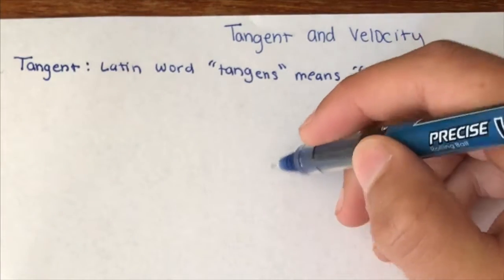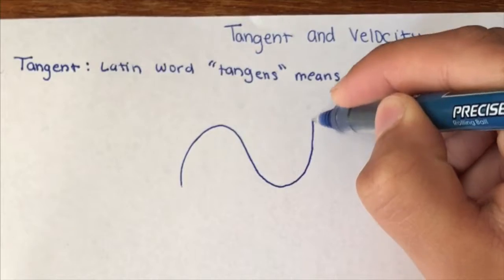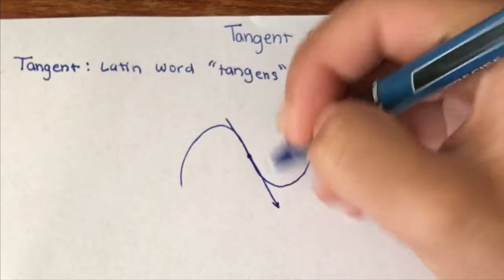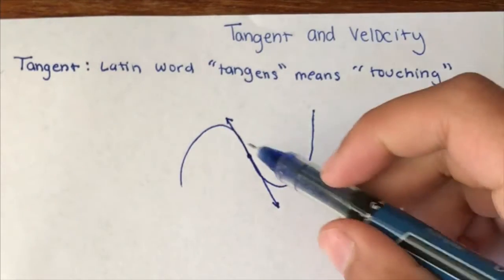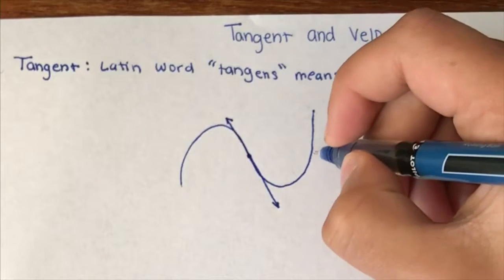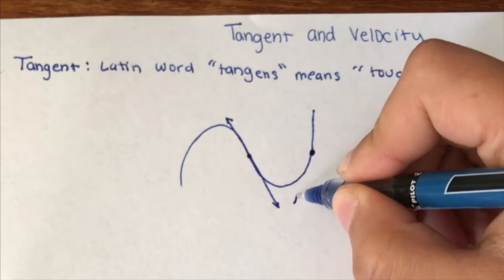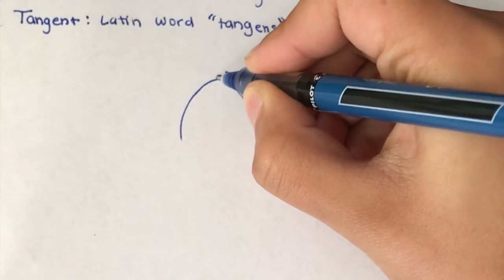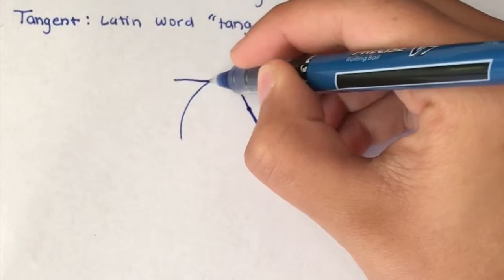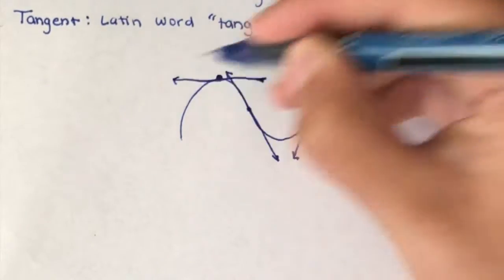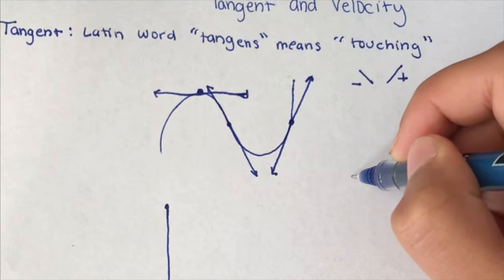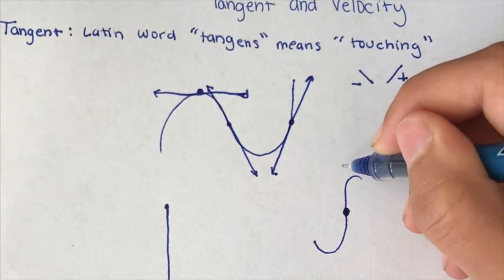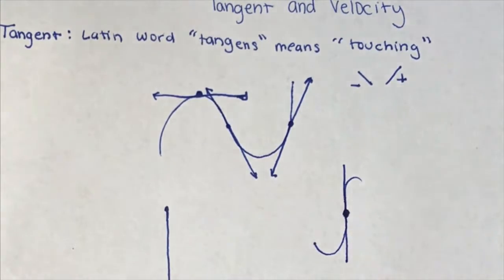So for example, if we have a curve like this, the tangent line at this point would be something like this, and it would be negative. And the slope of the original curve was also negative. And if you have a tangent at this point, it would be positive. If you have a tangent at this point, the slope of the tangent would be 0. However, if you have a curve like this, the tangent to this point would be something like this, and it would be undefined.